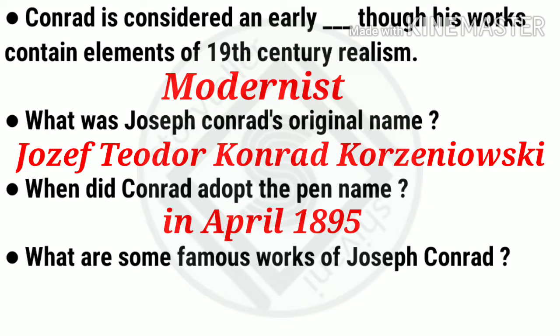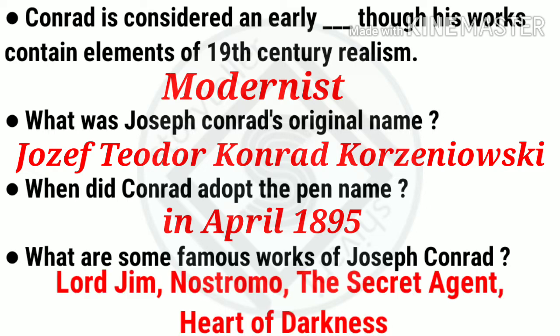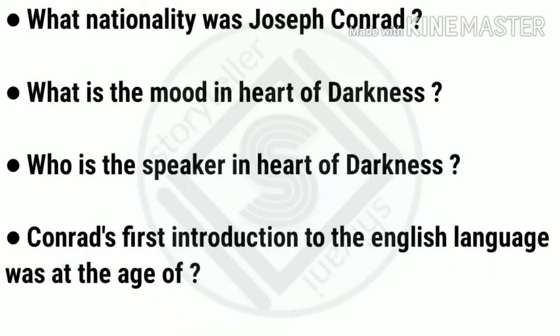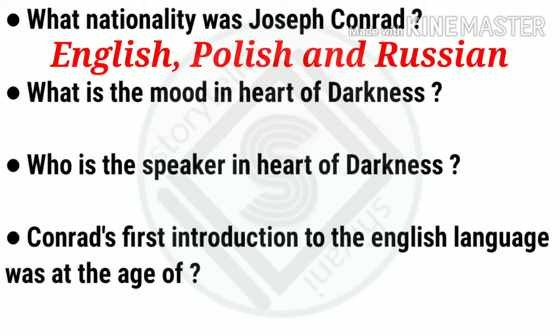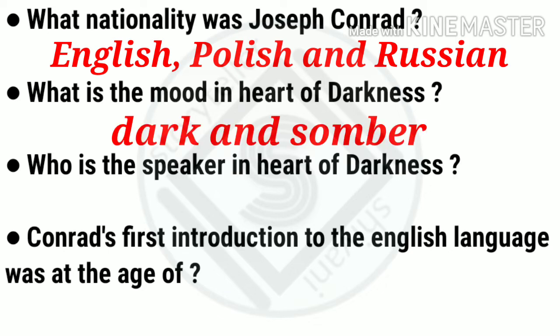Next, what are some famous works of Joseph Conrad? So it is Lord Jim, Nostromo, The Secret Agent, Heart of Darkness, etc. Next question, what nationality was Joseph Conrad? So he was English, Polish and Russian. Next, what is the mood in The Heart of Darkness? So it is dark and somber.